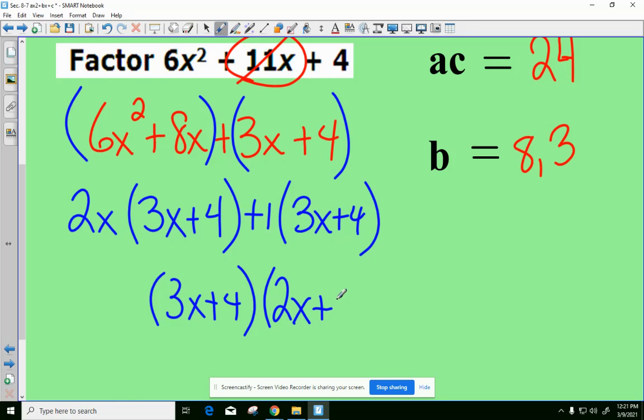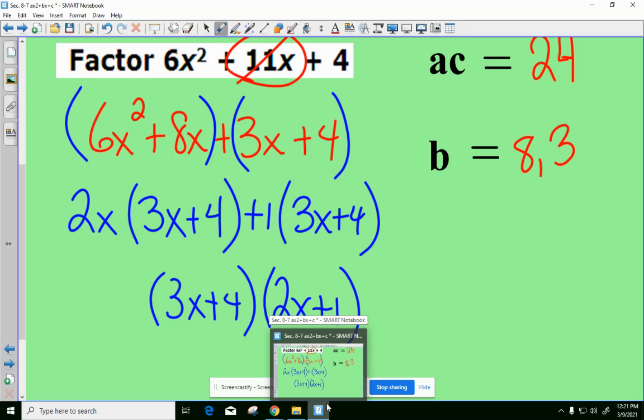2x plus 1. Okay. So remember, initially, I needed something that was a 6x squared in the beginning. So it happens to be a 3x and a 2x. I needed a 4 at the end. It is a 4 and a 1 in this situation. That middle was supposed to add to 11. It'll add to 11 because my outers and inners are going to be made up of what two numbers? Look at your outers, 3x, inners, 8x.